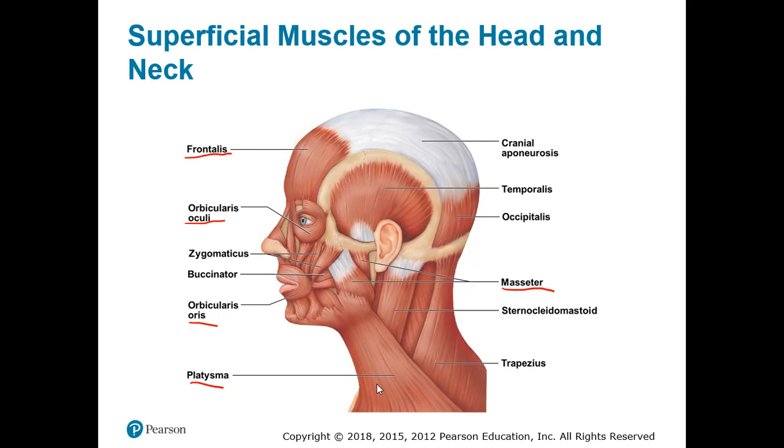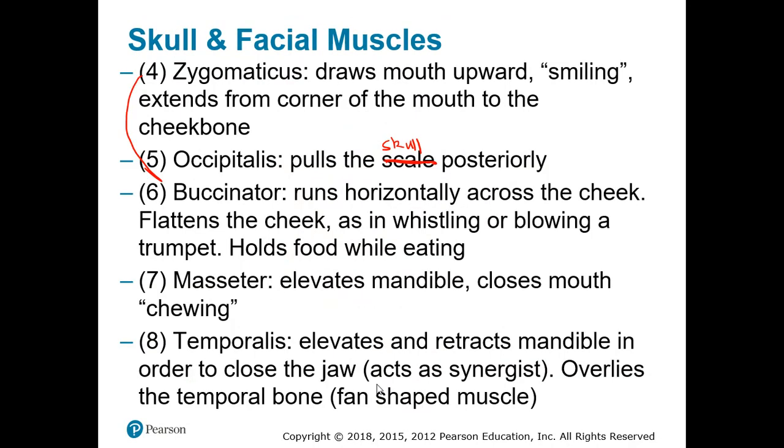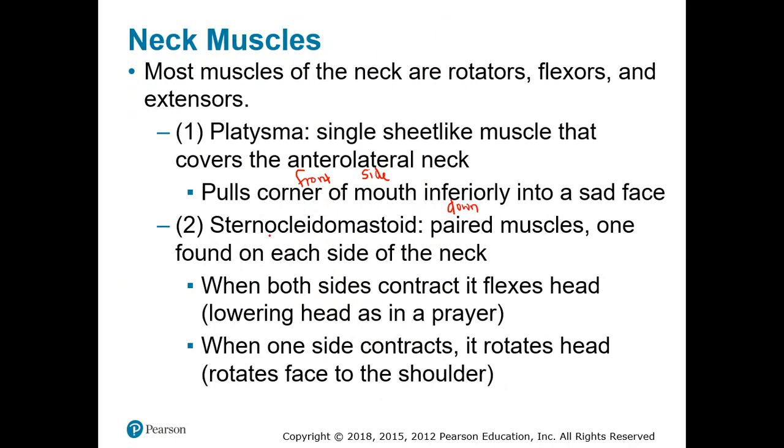The next one that we're going to talk about is going to be your sternocleidomastoid. And this is a very long word, and it has to do with the attachment points. Sterno means sternum, cleido means your clavicle, and then the mastoid is a special part in your skull that helps attach to. This is a pair of muscles that are found on each side of the neck, and they allow both sides to contract to pull our head down, such as if we're going in a prayer. Or if one side contracts, it helps us rotate or turn our face to the side or towards our shoulder.